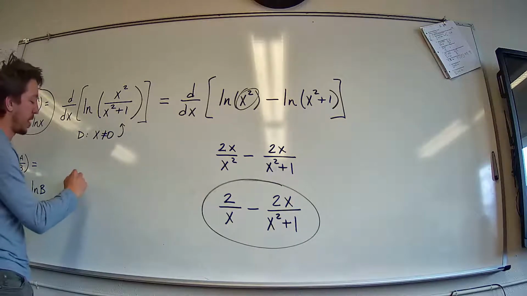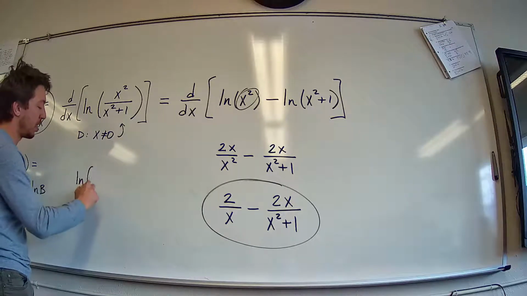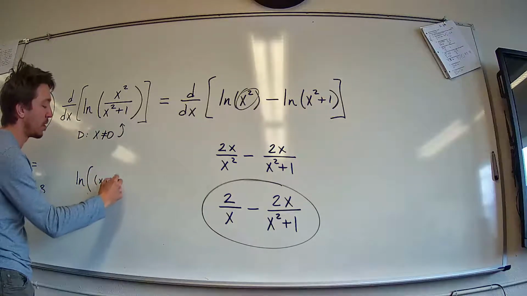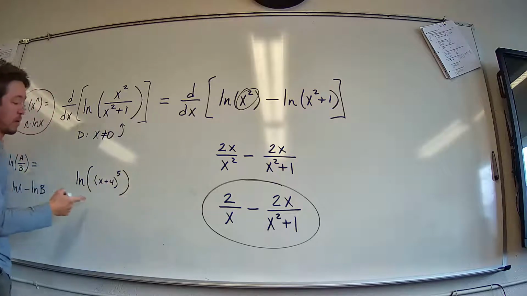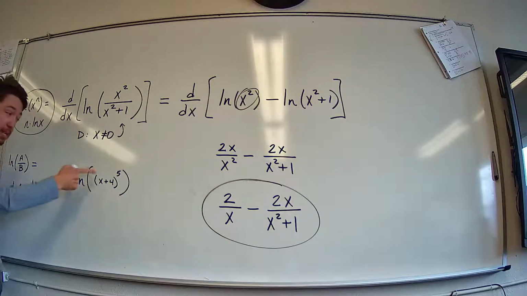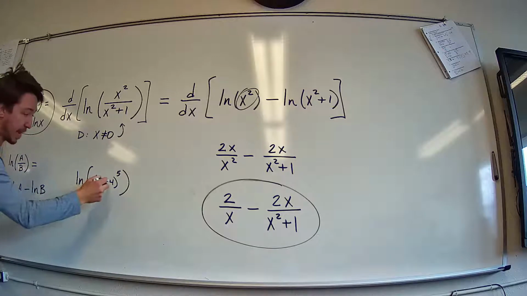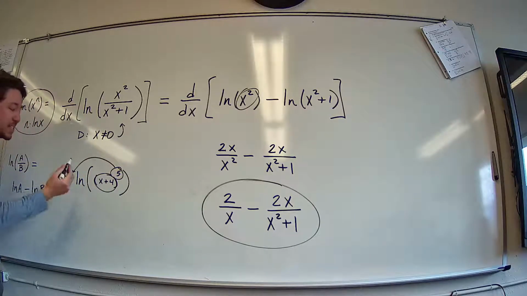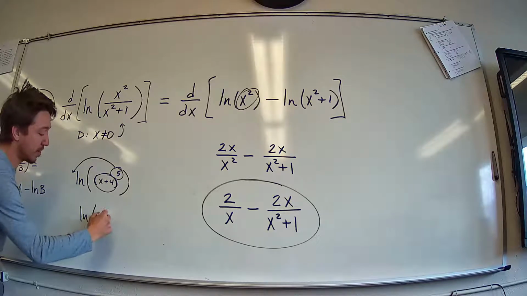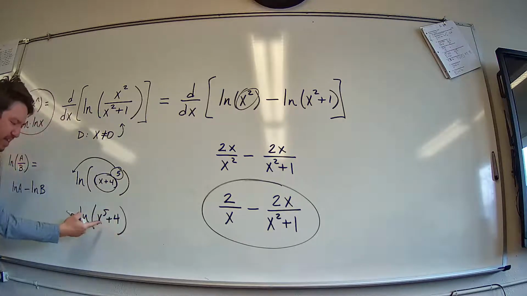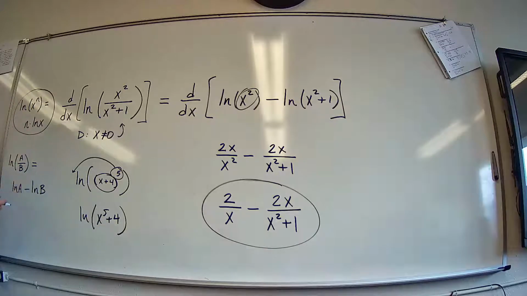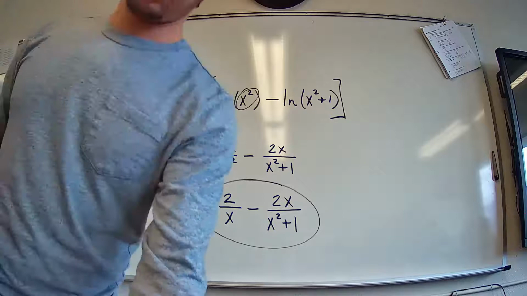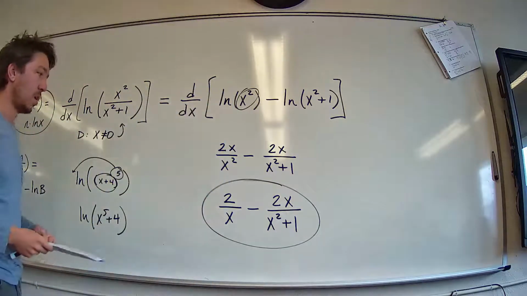Well, suppose I had the natural log of (x plus 4) to the 5th power. Now you can see that this is of that form. I have a thing to a power, so I could pull the 5 out. But that's not the same as if I have the log of x to the 5th plus 4. That does not have this form. Okay, that makes sense.